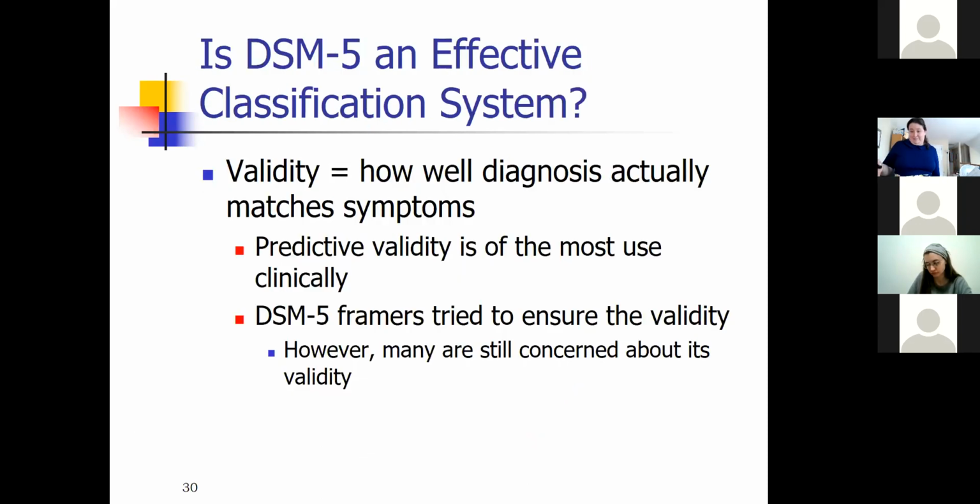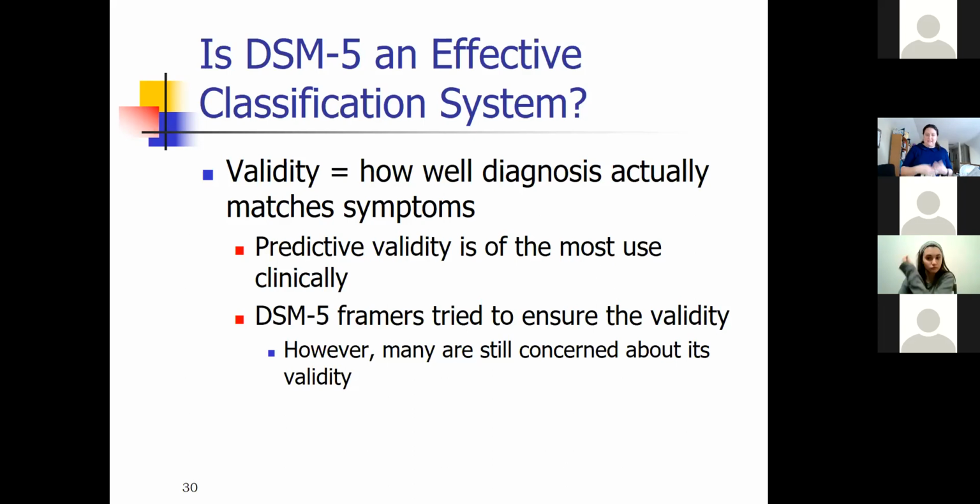Is it effective? This is a big debate in the field of psychology and psychiatry. Those of you who took theories of personality with me last semester got to kind of live this when we did our simulation. So the validity of a classification system is how well the diagnosis actually matches what's going on with that person, right? The symptoms and the information that those diagnostic categories provide.